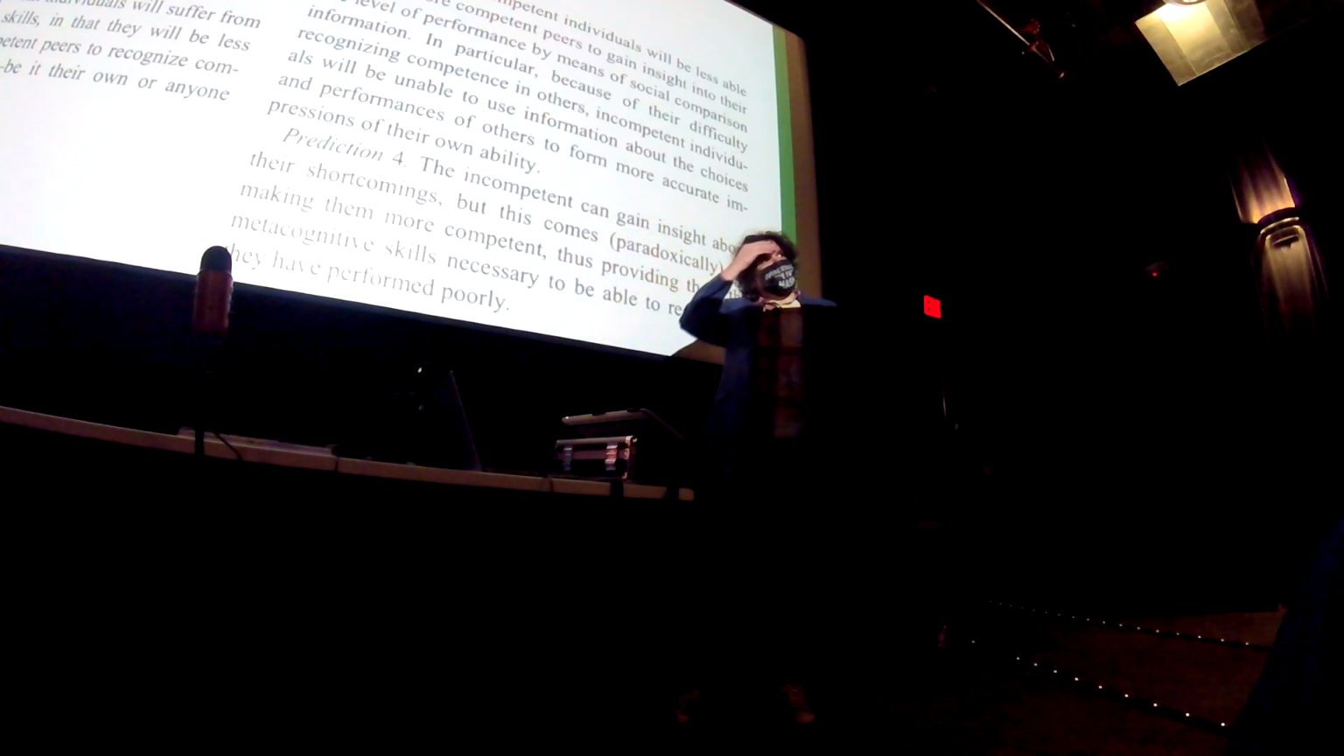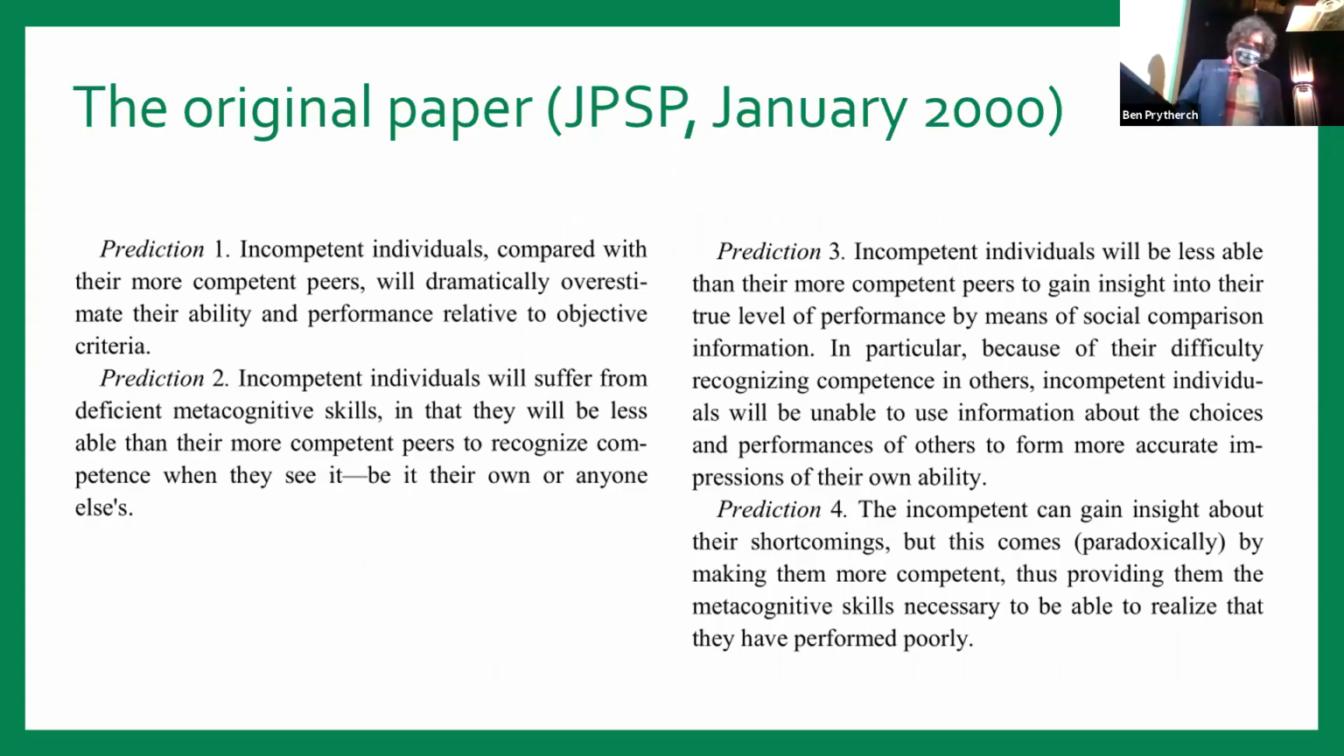So the paper makes some specific predictions. Prediction 1: incompetent individuals, compared with their more competent peers, will dramatically overestimate their ability and performance relative to objective criteria. Prediction 2: incompetent individuals will suffer from deficient metacognitive skills, in that they will be less able than their more competent peers to recognize competence when they see it, be it their own or anyone else's.